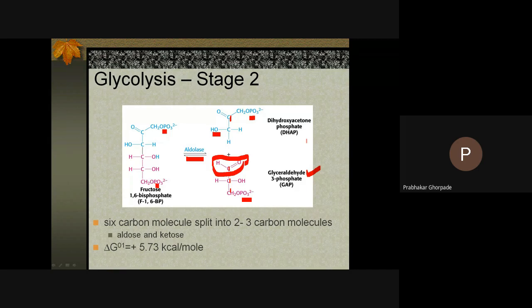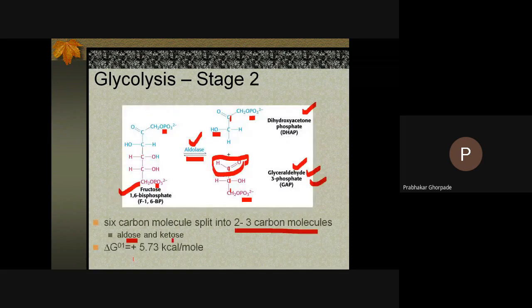Now we have the cleavage step. For the cleavage step, we want our 6 carbon glucose to get converted into 2 compounds. Which compound do we want? We want 2 pyruvate molecules. And how are these pyruvate molecules forming? At the first step, fructose 1,6-bisphosphate with the help of aldolase is getting converted into dihydroxyacetone phosphate and glyceraldehyde 3-phosphate. So basically the 6 carbon molecule splits into two 3 carbon molecules, an aldose and a ketose. You can see glyceraldehyde 3-phosphate is an aldose and dihydroxyacetone phosphate is a ketose, and the energy involved is plus 5.73 kilocalorie per mole.